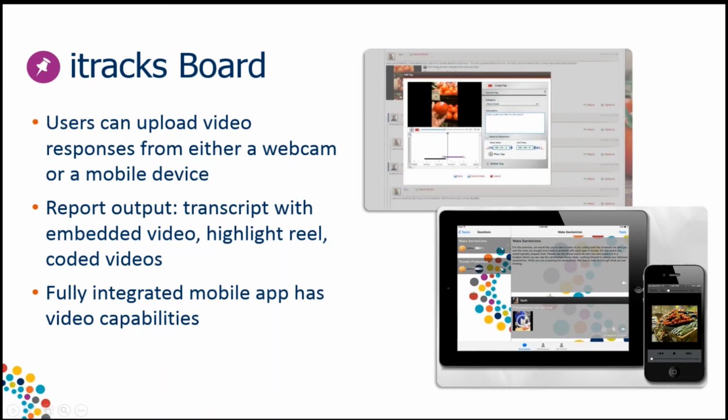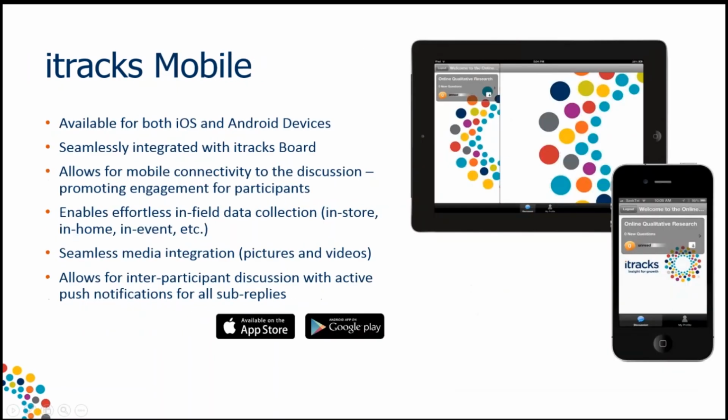So the ITracks mobile app is available for both iOS and Android devices. I did touch on this earlier, but I'm going to restate it. We do have 3 distinct apps. It's an iPhone app, an iPad app, and then an Android app. All 3 versions of our mobile software are seamlessly integrated with ITracks board. So whenever you book a discussion board, you automatically have the ability to access those groups in mobile.